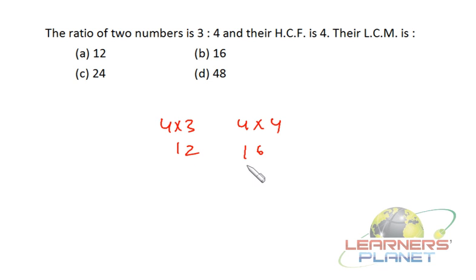So it's 12 and 16. Now we have to find out the LCM of 12 and 16. That will be nothing else than 48, as no other number among the options is a multiple of both 12 and 16. Okay, friends. Let's see the next problem.